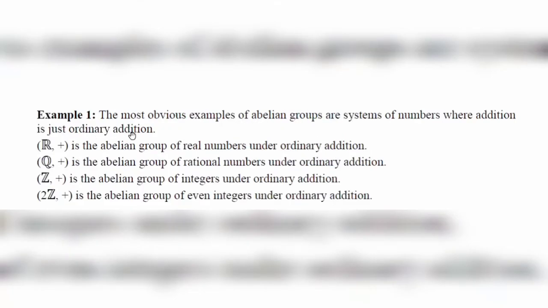So let's begin with example number 1. The most obvious examples of abelian groups are the systems of numbers where the operation is just ordinary addition. Real numbers with addition form an abelian group. Rational numbers also form an abelian group. Integers with ordinary addition are also an abelian group, and even integers are also an abelian group.